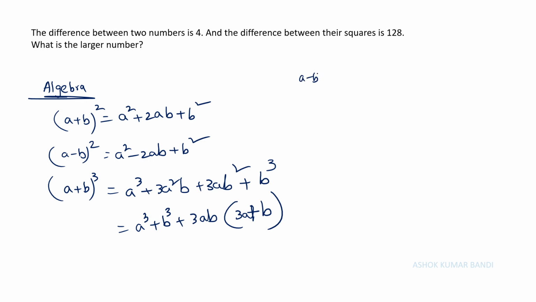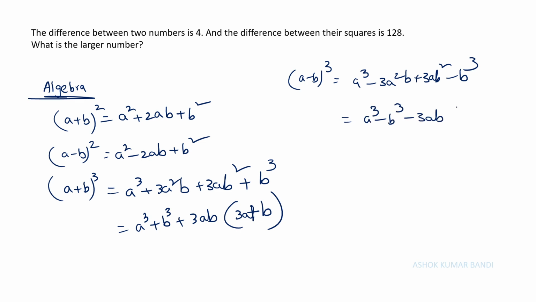Similarly, a minus b whole cube is going to be a cube minus 3a square b plus 3ab square minus b cube, or you can also write it as a cube minus b cube minus 3ab into a minus b. Similarly, a plus b into a minus b is equal to a square minus b square.